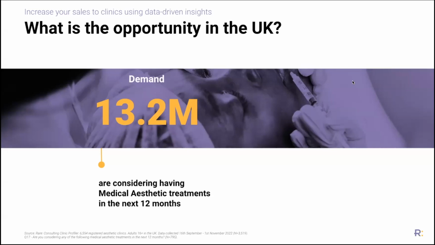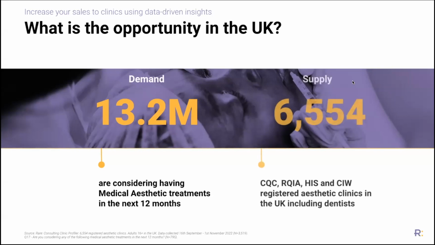In terms of the supply, for regulated clinics, those that fall under the CQC, RQIA, HIS and CIW frameworks, we've got 6,500 practices that are serving that 7.9 million that I mentioned. But then, of course, everybody's chasing the 13.2. This is really where the opportunity is within the market.